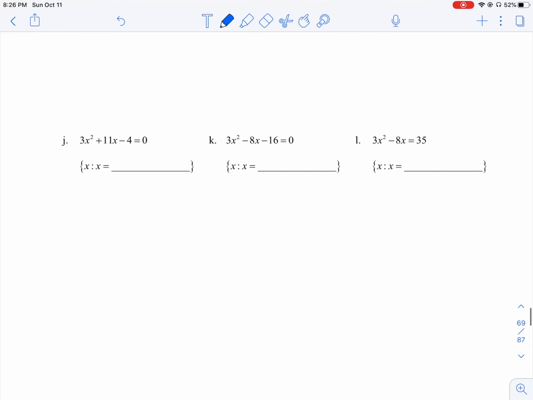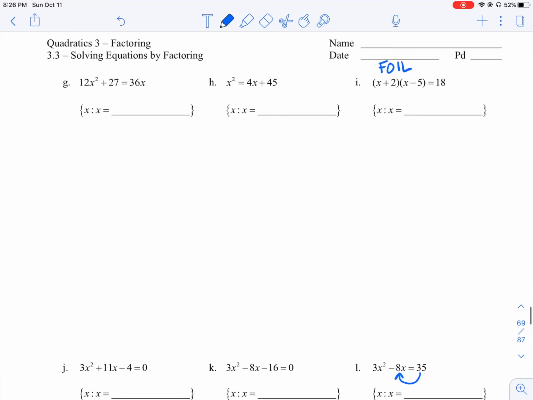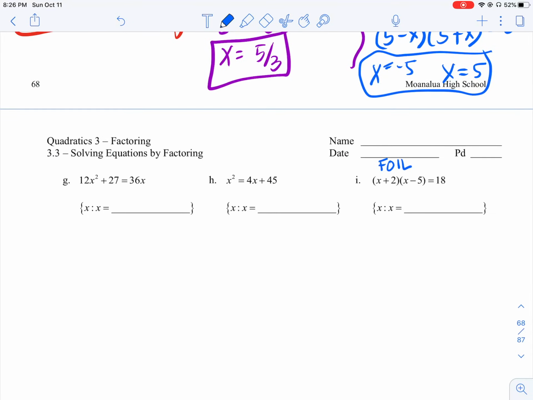Here, it looks like for J, we don't have a problem. For K, there's no problem to it. You just factor right away. For L, you have a problem because you have to move this one. Okay? So for I, you FOIL and then move the 18. Move this one, move this, and then move that. Okay?